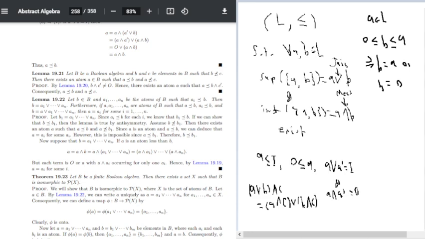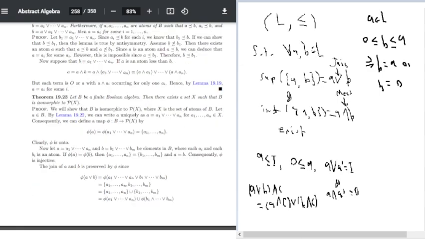Whew, a nice argument, but a lot. Now suppose that B is equal to A sub 1 join all the way to join A sub N. If A is an atom less than B, A is equal to A meet B, which is equal to A meet A1 join all the way to join A sub N. You actually prove this identity by induction, and it is equal to A meet A1 join all the way to join A meet A sub N. But each term is either 0 or A, with A meet A_i occurring for only one A_i. Hence, by Lemma 19.19, A is equal to A sub I for some I.